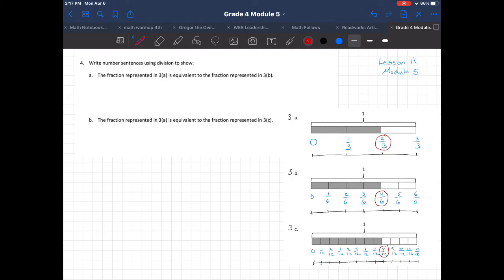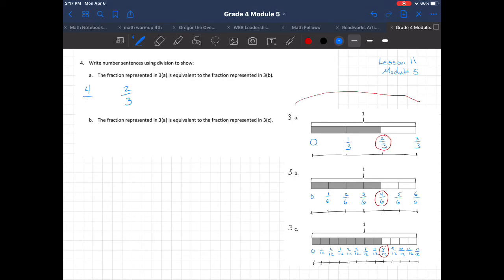So 4, they want us to write the number sentences using division. And again, we're referring back to that one that we just looked at. So over this whole thing is what we just did. So 3a was 2/3. Oh, we're using division, so I have to start with 3b, aren't I? So I'm going to start with 3b, which was 4/6.